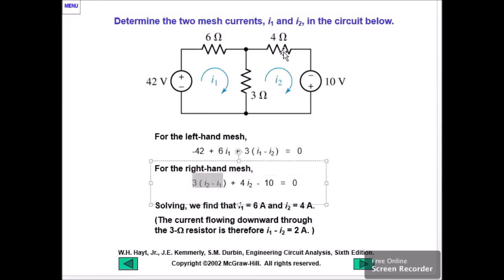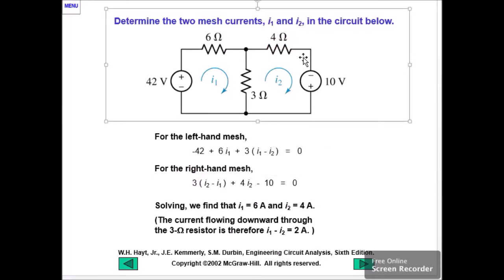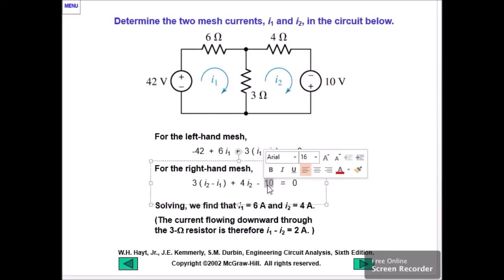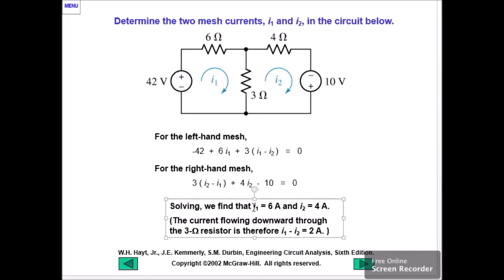And then, eto, walang problema naman dito. Yung voltage nito is current, which is I2 times 4 ohms. We have it here, minus 10 volts. That is equal to 0. Okay, so how many equations do we have? 2. How many unknowns do we have? 2. 2 equations, 2 unknowns. Then, mas-solve na natin. I-solve nyo to on your own. Then you should find I1, which is equal to 6 ampere, and I2, which is equal to 4 ampere.